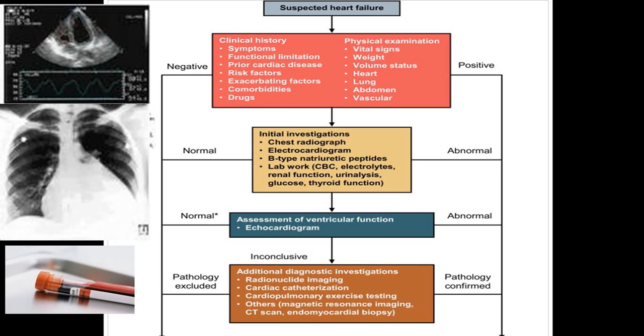And on physical examination, we add weight. Any weight gain is in favor of fluid retention. We look at the volume status. We examine the cardiovascular system thoroughly, and we look for any murmur. We look for S3 sound, the third heart sound. You look for cardiomegaly on clinical examination, and also in the lung you look for basal crackles. In the abdomen, hepatosplenomegaly, ascites, and HJR, hepatojugular reflux.